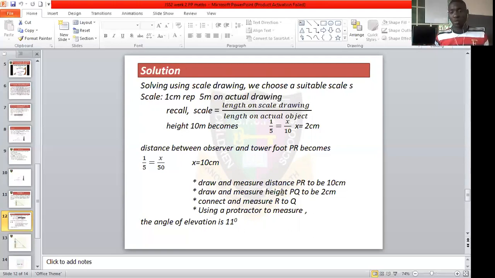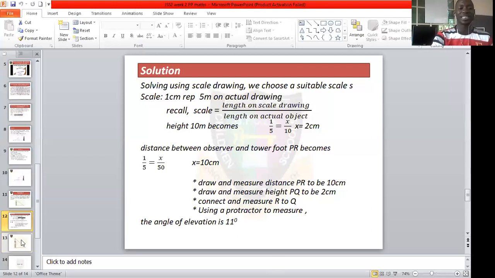That is from the foot of the tower to the top of the tower, 2 centimeters. Then pick a ruler and connect from R to Q. Place your protractor at point R and get your angle. If you place your protractor at R, your angle will be 11 degrees.